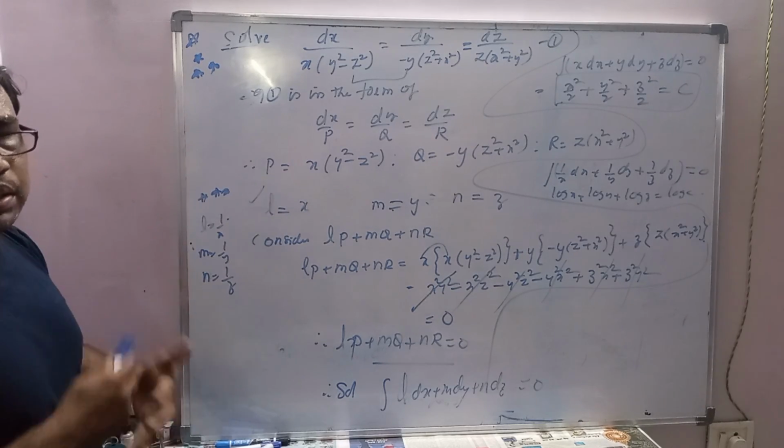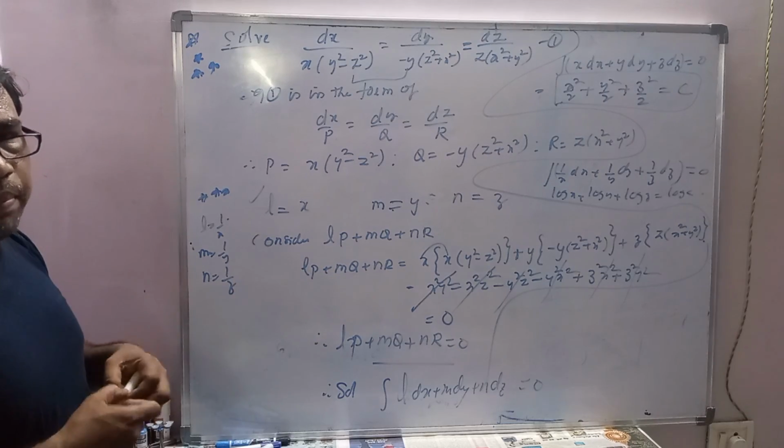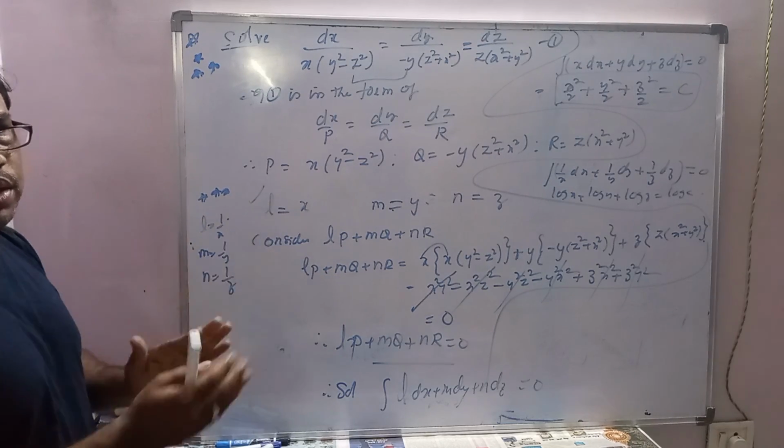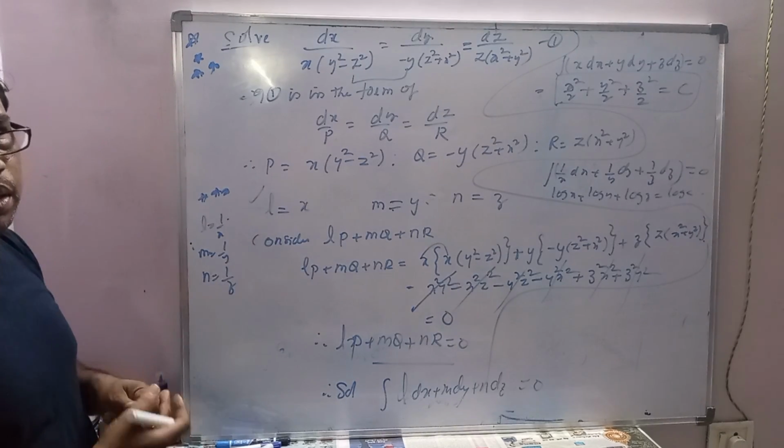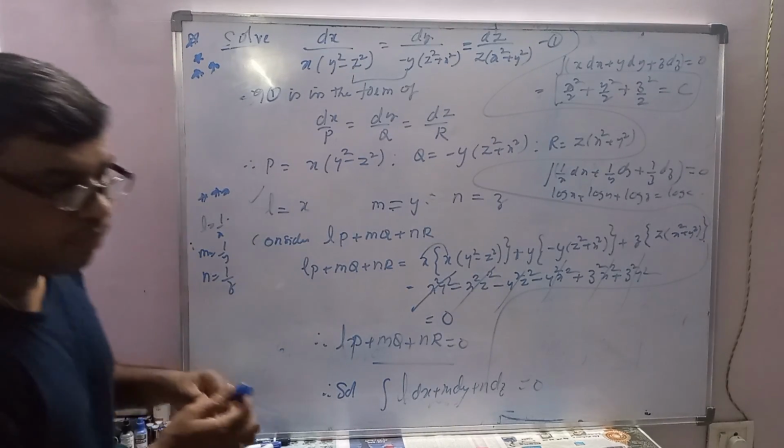Sir, what about the first part, sir? We already did the variable separable method. That is very, very easy. We have to collect all x terms and all y terms separately if possible, then integrate it. Okay.